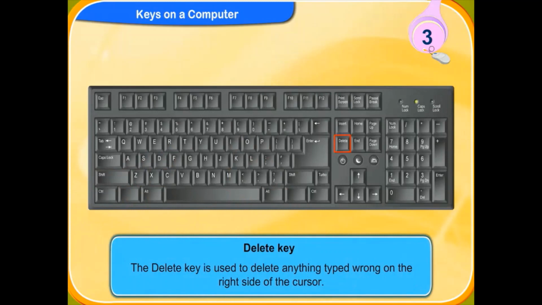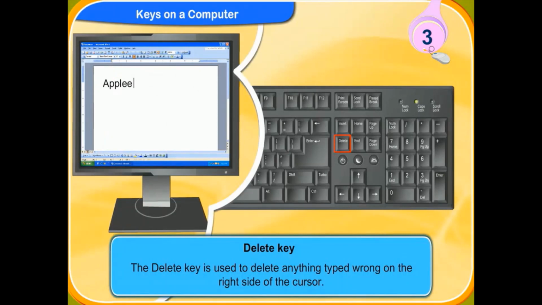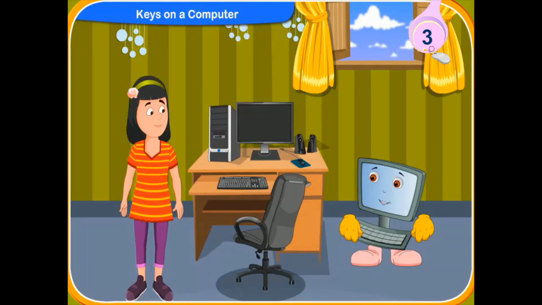The delete key is used to delete anything typed wrong on the right side of the cursor. In case you have typed apple, you can erase the extra E. You can delete the letter E by moving the cursor before the letter E and pressing the delete key on the keyboard. So that was all about the special keys.